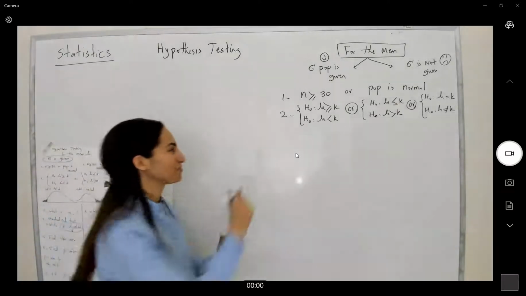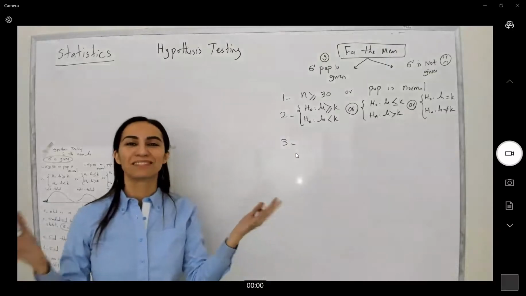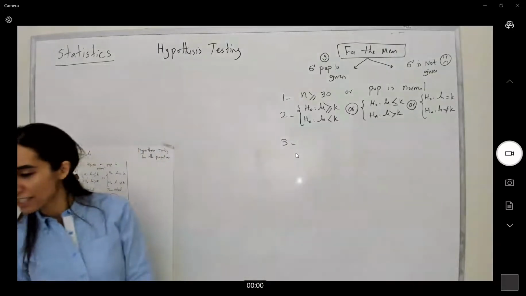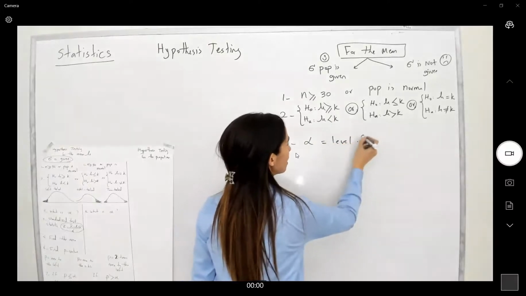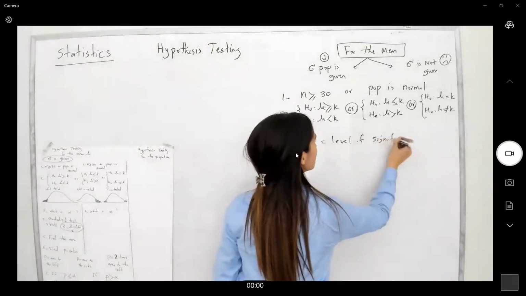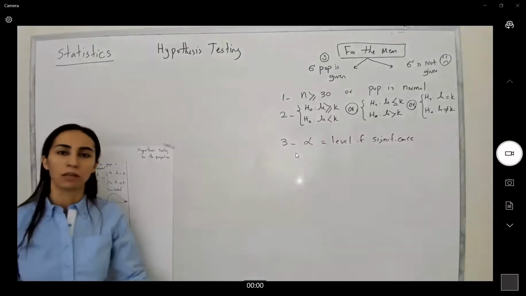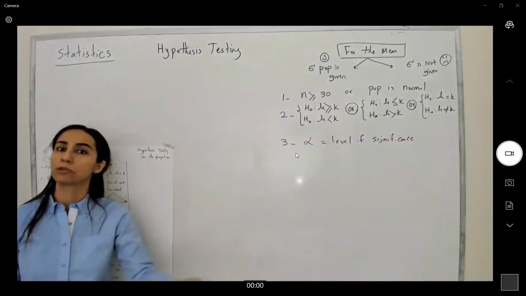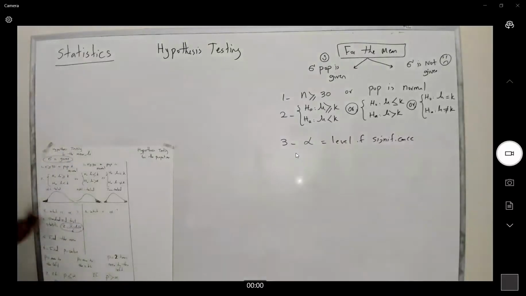Step 3. What is it? Level of significance. Thank you very much. What is your alpha? Level of significance. There you go. It can be 1%, 2%, 3%, 5%, 10%. What would be the next step?